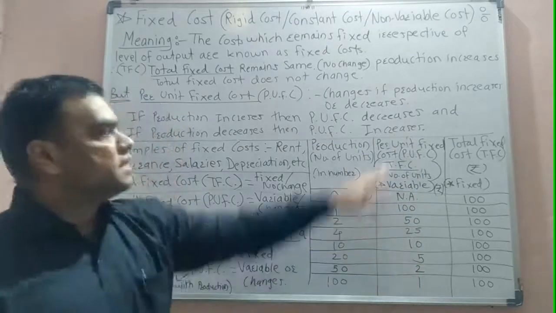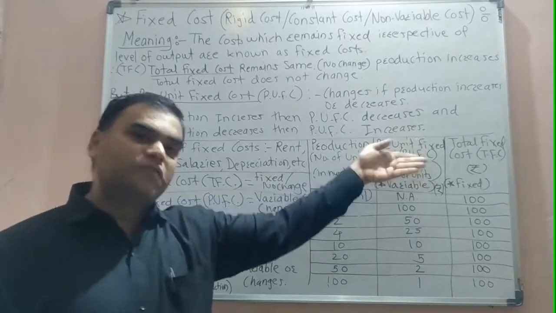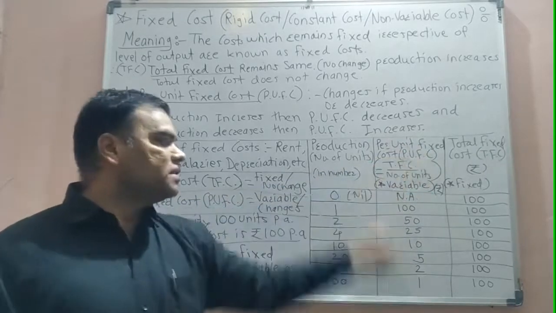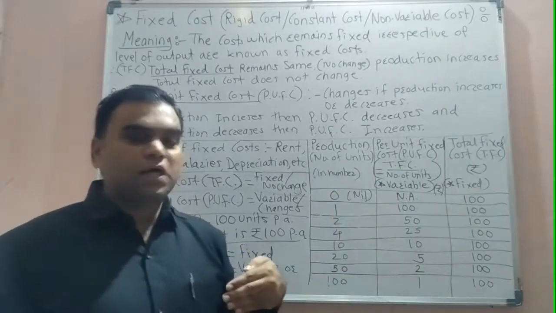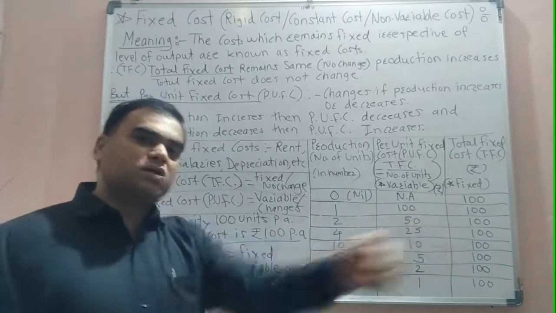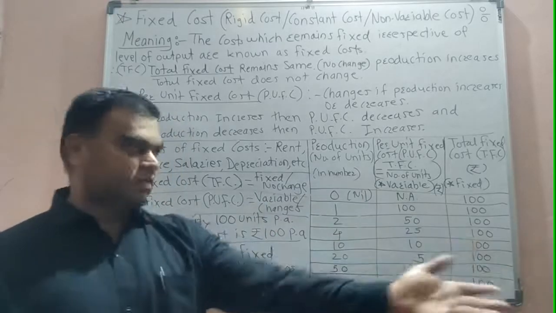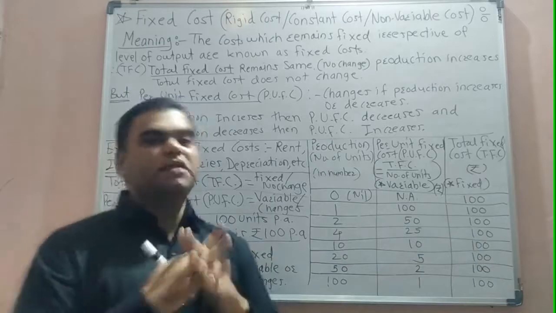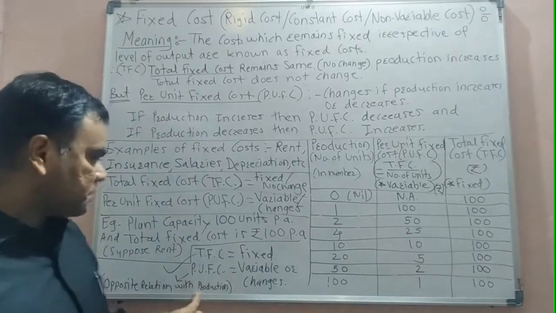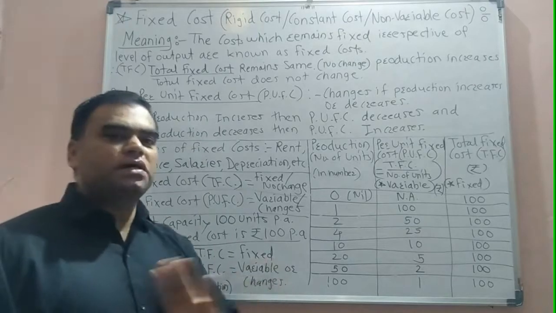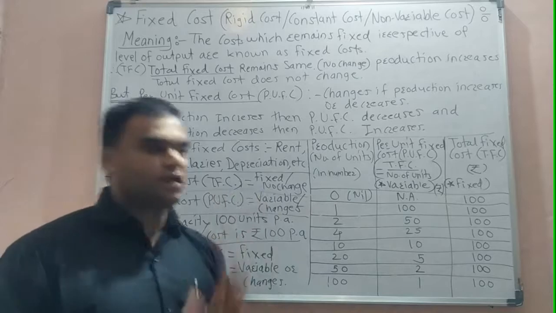You can see this is also fixed cost. Per unit fixed cost is also fixed cost, but it changes. If the number of units produced increases, per unit cost decreases. If the volume of production decreases, per unit cost increases. It has an opposite relation with the volume of production. Total fixed cost has no relation. It remains constant, whether you increase the production or decrease the production.